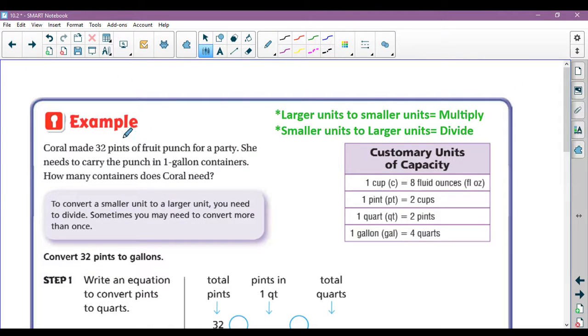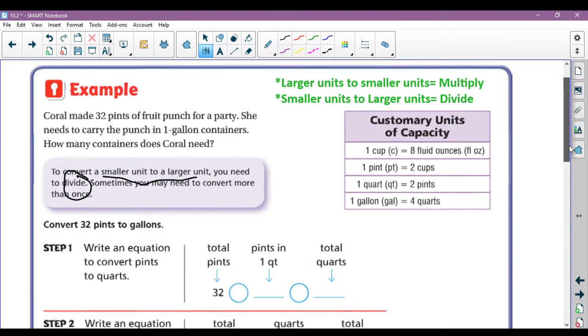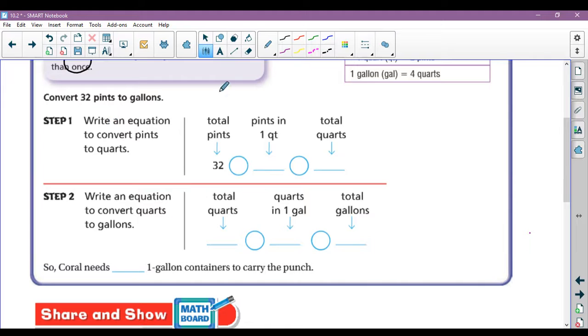We have Coral made 32 pints of fruit punch for a party. She needs to carry the punch in 1 gallon containers. How many containers does Coral need? Okay, now remember, once again, to convert a smaller unit to a larger unit, you're going to divide. Sometimes you may need to convert more than once, and that's what they're having us do here, because we're doing 32 pints and they want to know how many gallons that is going to equal.